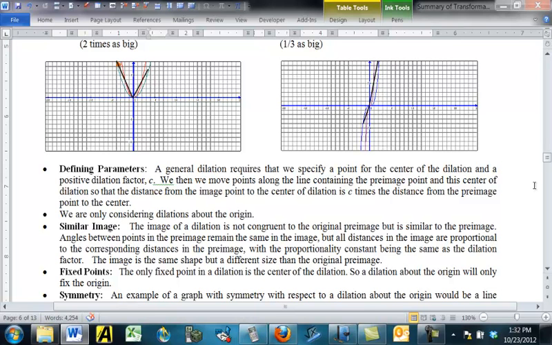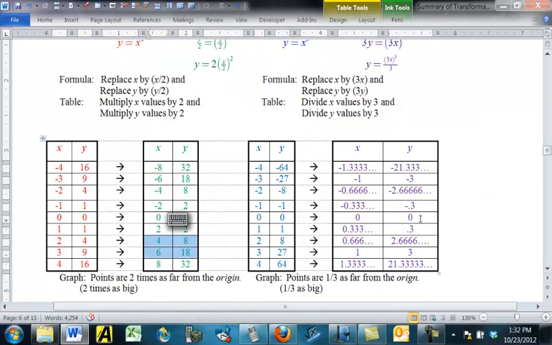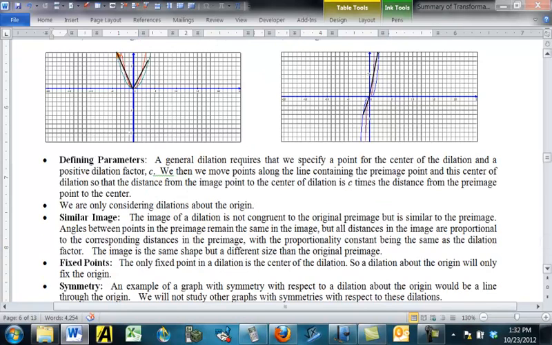Fixed points. The only fixed point is the center of the dilation. So in this case, the origin. So since we're only doing origin-centered dilations, that's the only fixed point we're going to have. And in both of these cases, that was one point that was actually on the graph, so you can see it in the table here in both cases where that origin stayed the same.